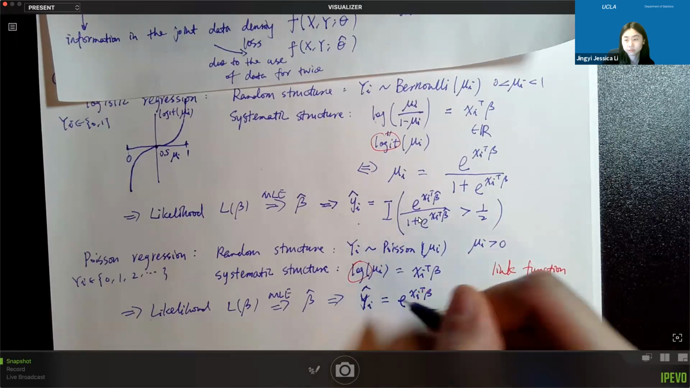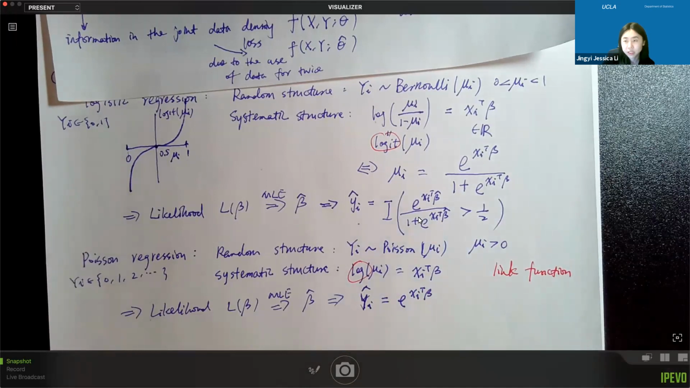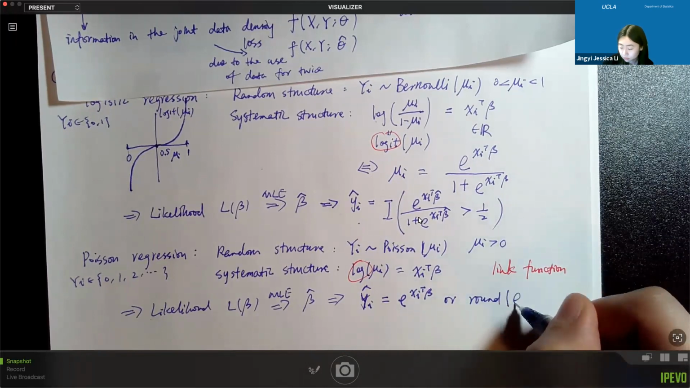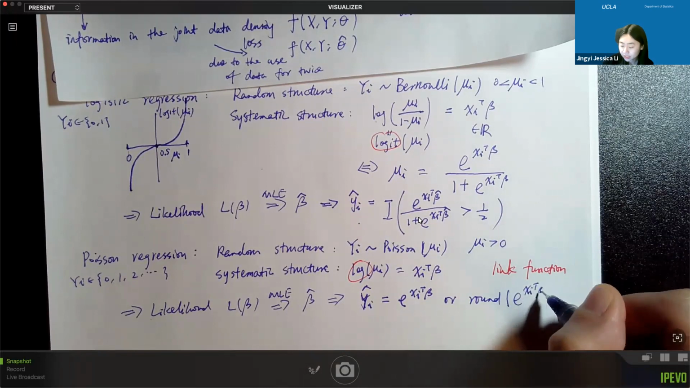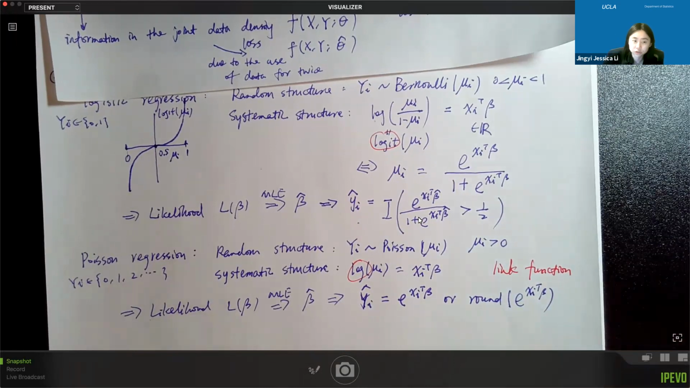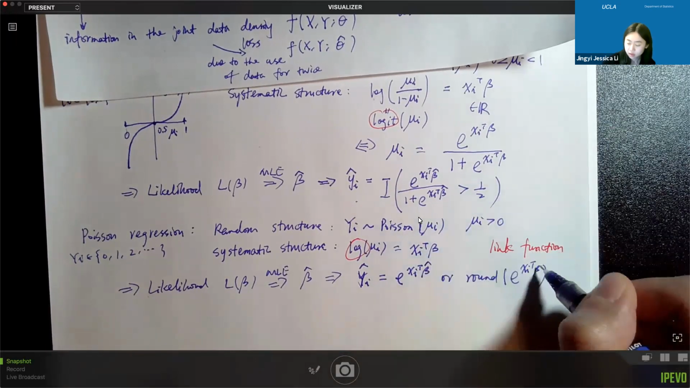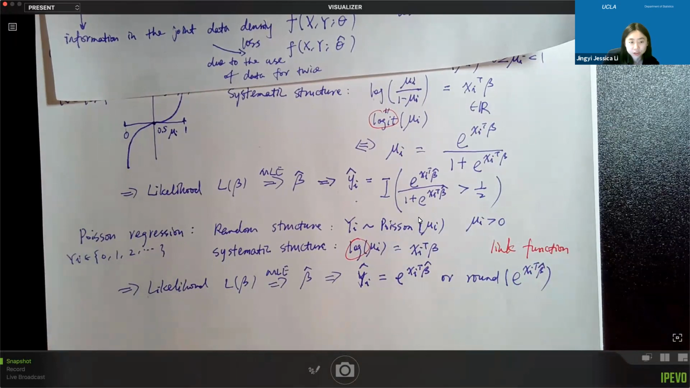in this way, but this is not guaranteed to be an integer, or you can round it up so that your predicted counts are integers. So either way, depending on your needs. That's the, oh sorry, beta hat. So that's the Poisson regression.